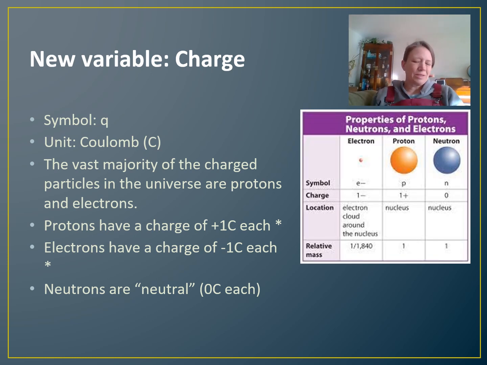Those little asterisks basically mean I'm lying to you a little bit here. The charge of a proton and electron is not exactly 1 coulomb, but they are equal to each other and opposite to each other. So we're just trying to keep the math simple. So we are going to make an assumption there.